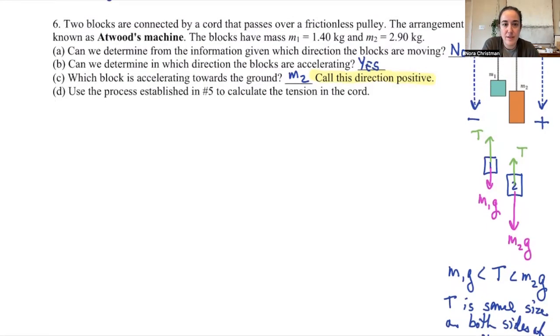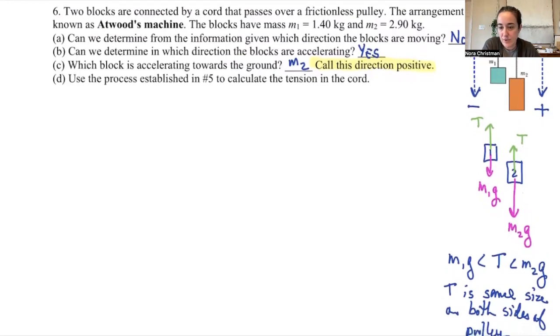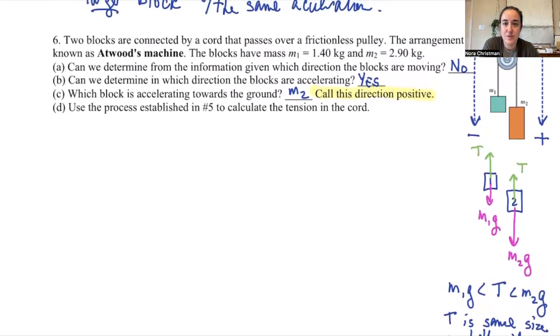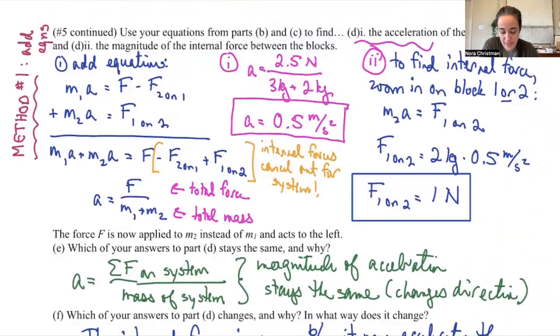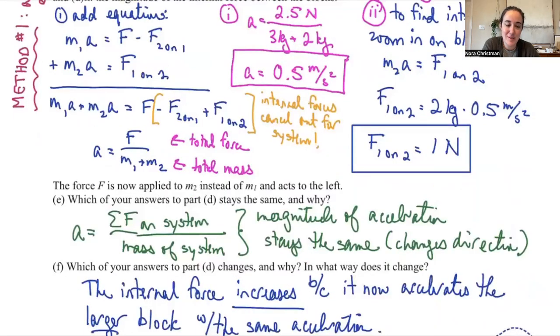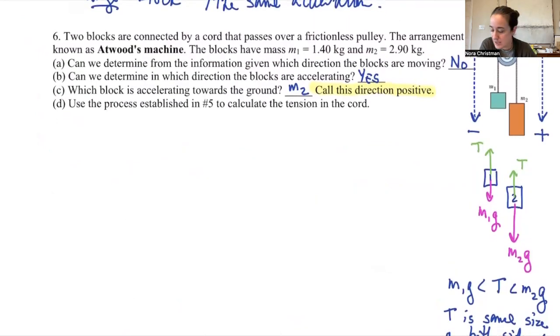Okay, so now let's dive in. Our goal is to calculate the tension in the cord, and the first thing we need to do is determine the acceleration. In method 1, we wrote the two equations for the system and then added them up. Method 2, which is honestly probably the best way to approach this, but I'll show you, would be to consider the whole system.